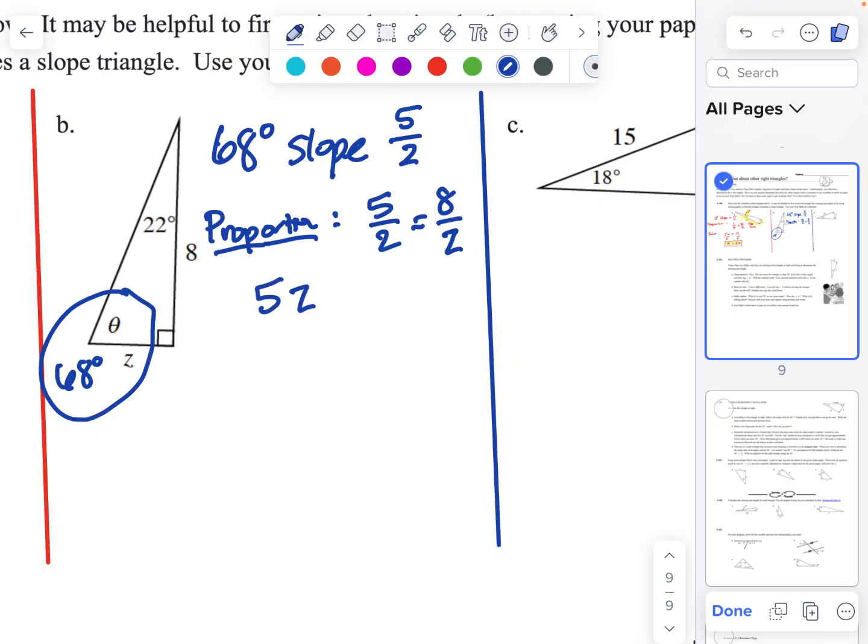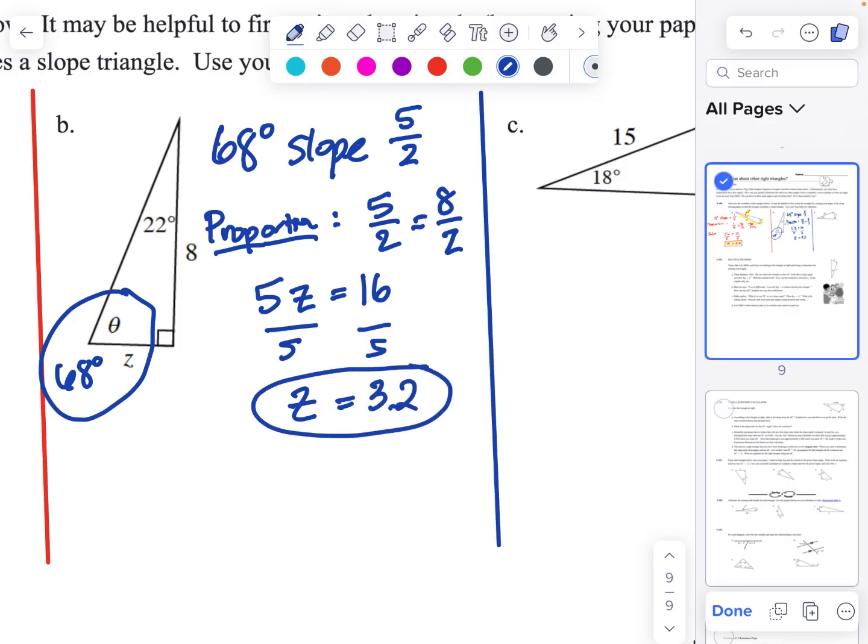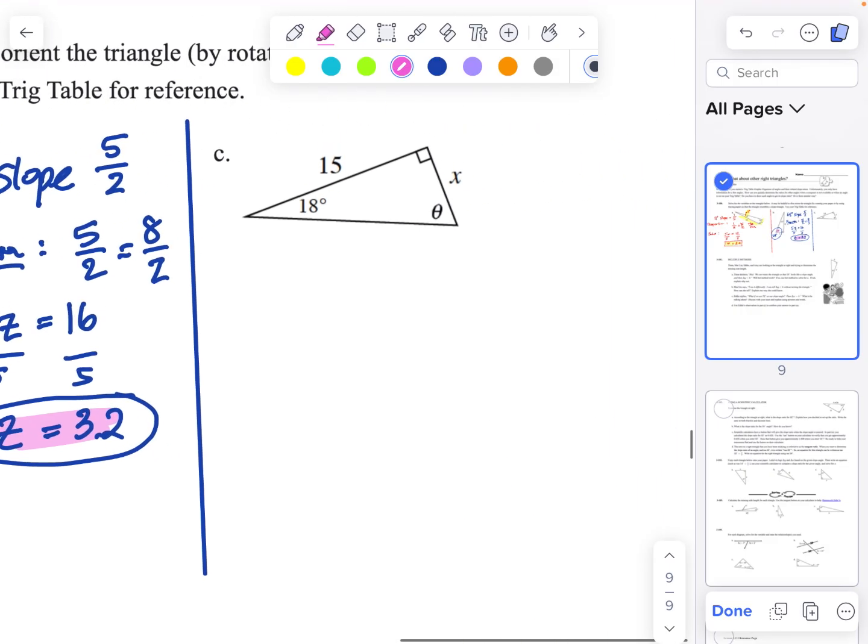So 5 times z is equal to 2 times 8. Well, I know 2 times 8 is 16. And now I just want to solve it. And so I get z equals, go to my calculator, 16 divided by 5. 16 divided by 5 is 3.2. So once again, I have now solved and answered the question. I have found theta is 68, and I found z is 3.2. Let's try one more of those.